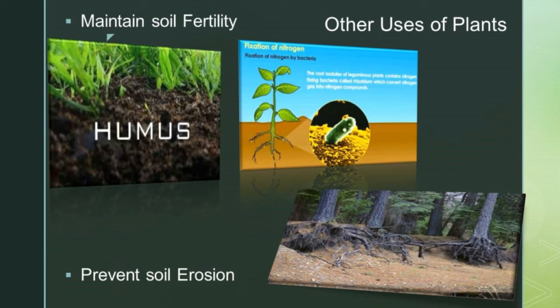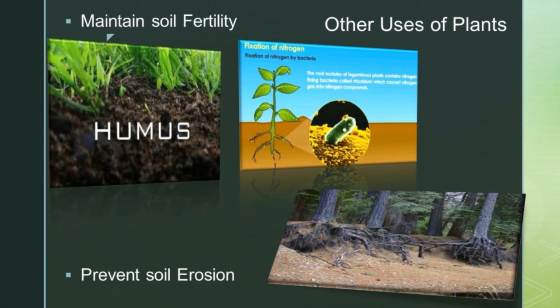Other uses of plants. Maintain soil fertility. Plants maintain soil fertility. Their droppings and sheddings of leaves, fruits, and other parts degrade in the soil to form humus, which helps the plants to grow. This humus increases soil fertility. Example, plants like blue-green algae and bacteria like Pseudomonas are also extensively used to fix nitrogen in the soil for agriculture.